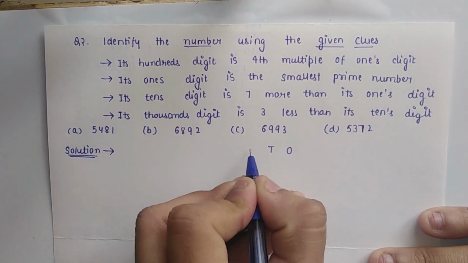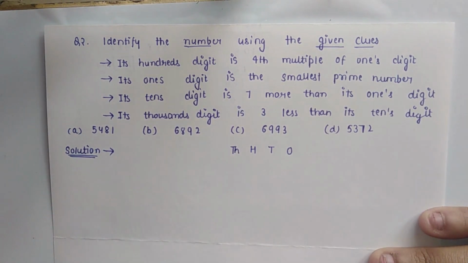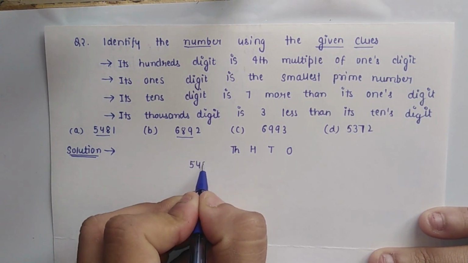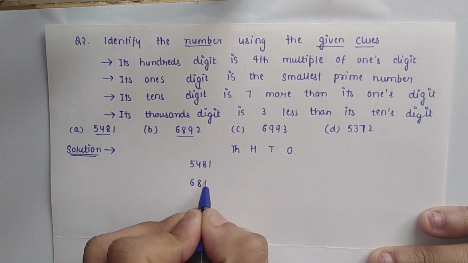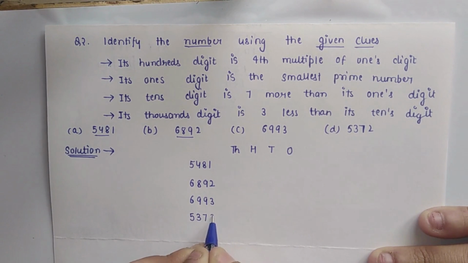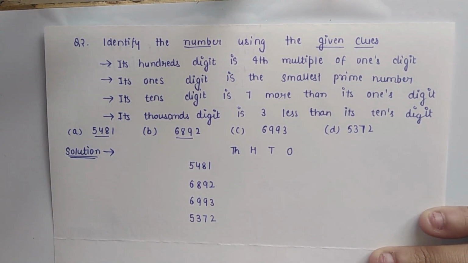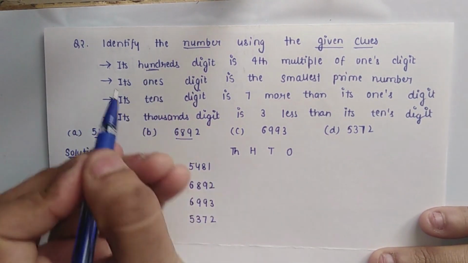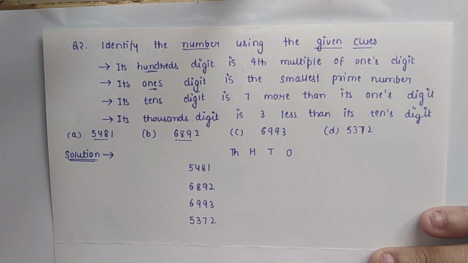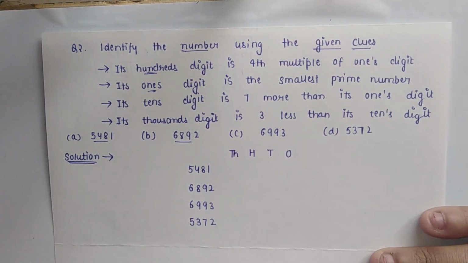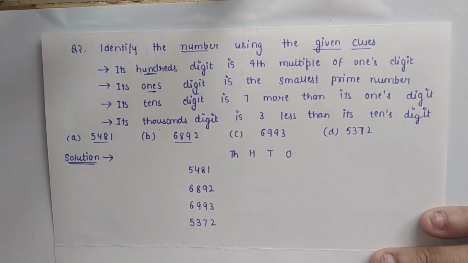ones place, tens place, hundreds place, and there is a thousands place. And let's write these numbers down also here: 5481, 6892, 6993, and 5372. The reason why I wrote these numbers like this is so that it will be easy, because looking at the clues we can see that we are talking about place values, like hundreds place digit, ones place digit, tens place digit, thousands place digit. So it's better to write the number down so that it will be easy for us to do the calculation.